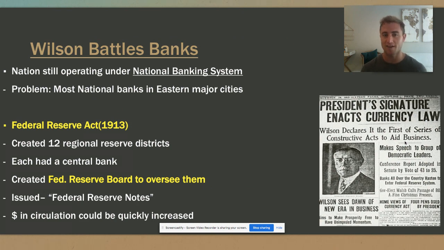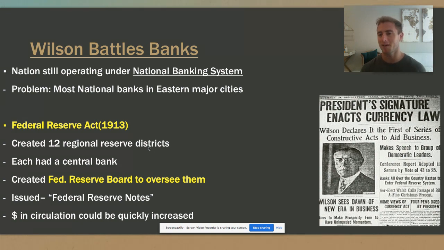Wilson is also going to battle the banks. He gets rid of that national banking system established in the Civil War and the Lincoln administration, and he gets the Federal Reserve Act signed and passed. This gives 12 regional reserve districts all throughout the country, not just in the North, as with the national banking system, that is going to allow equal access to currency. He also creates the Federal Reserve Board to oversee them.